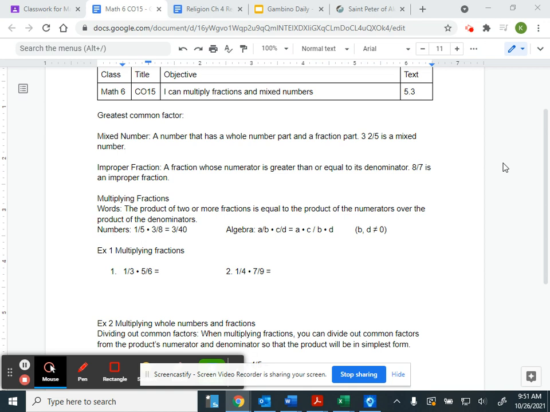Good morning. Today we are starting CO15. I can multiply fractions and mixed numbers. We've worked on adding and subtracting fractions and mixed numbers. Now we're going to talk about multiplying.